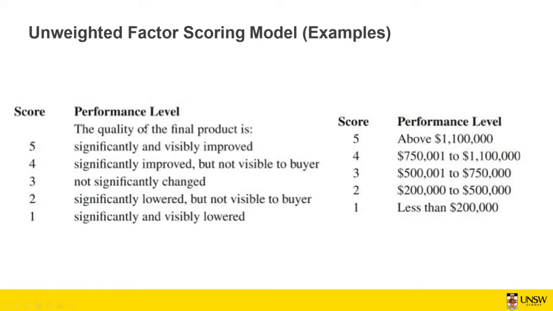So this is an example. You can see that you have a score from 1 to 5. If the quality of the final product is significantly and visibly improved, you can get 5. On the other hand, if the quality of the final product is significantly and visibly lowered, you get a score of 1, and you can do it for different projects.